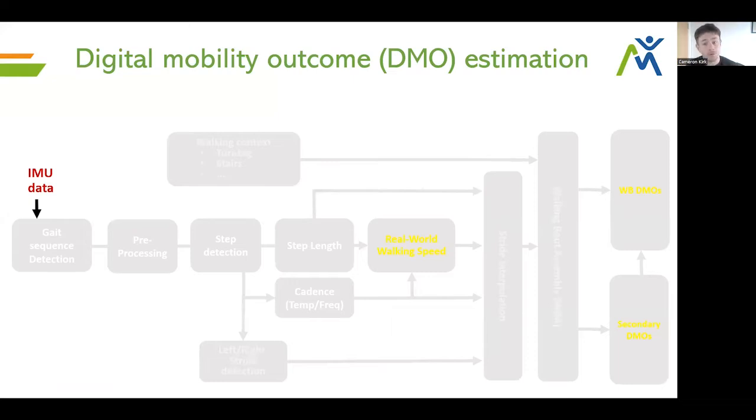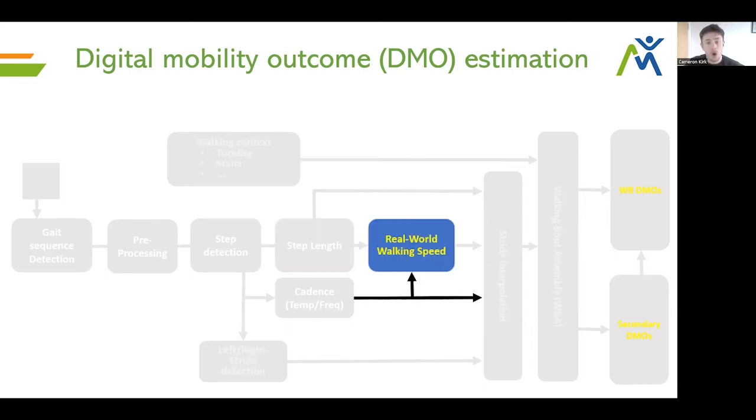So firstly, a reminder of the DMO pipeline and the algorithms that were compared within each block. The input data for the pipeline is from the inertial measurement units within the McRoberts device. From the IMU data, we first applied 8 algorithms for gait sequence detection. 17 algorithms were assessed for step detection, before 3 left-right step detection algorithms, and 1 algorithm was applied for turning detection. And then we applied 20 for cadence estimation and subsequently evaluated 19 step length estimation algorithms, which then enabled estimation of real-world walking speed, which is the ratio of step length to step duration.